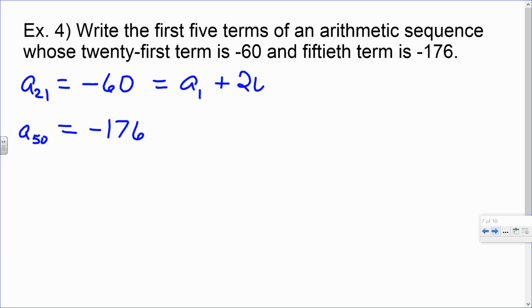So A1 plus 20D for the 21st term. Maya, what would my formula be for the 50th term? The 50th term is the first one plus 49D. We look at the term number to figure that out. So the 50th term is the first one plus 49D. Everybody good with that? So as I look at that, I see 2 equations.